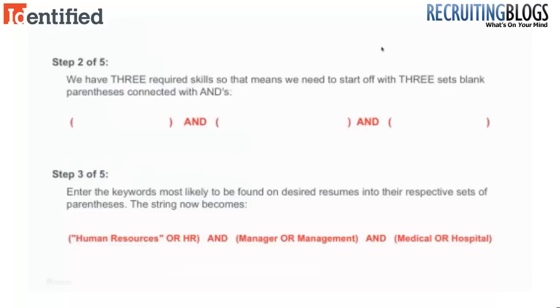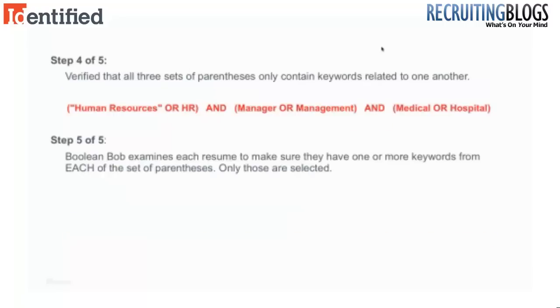Okay, step 2, we have 3 sets of parentheses. We enter the keywords like we described for HR, for management, and medical or hospital. We verify it like step 4. The next slide. Step 4, we verified that only related keywords are in each set of parentheses. And then number 5, Boolean Bob does everything else for you. All you got to do is hit the enter key. Okay, next slide.